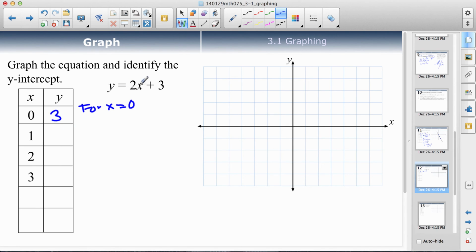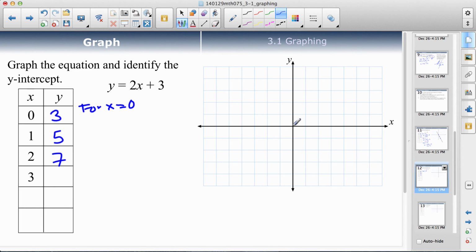For x equals 1, 2 times 1 is 2, 2 plus 3 is 5. There, I've got 2 points. Let's do the third one. For x is 2, 2 times 2 is 4, 4 plus 3 is 7. Okay, so let's plot those points.